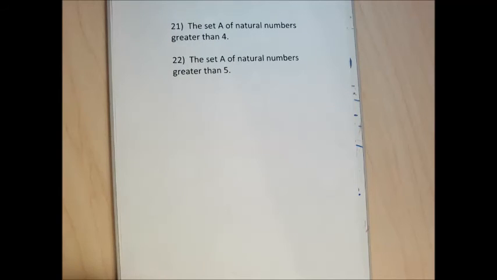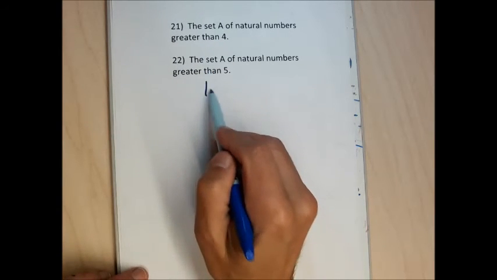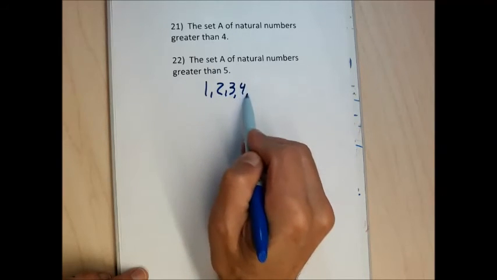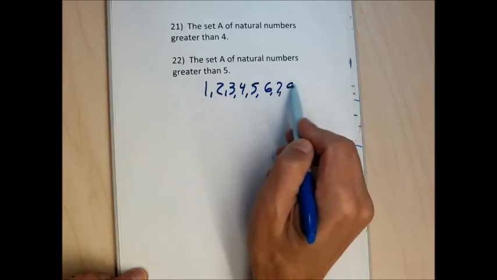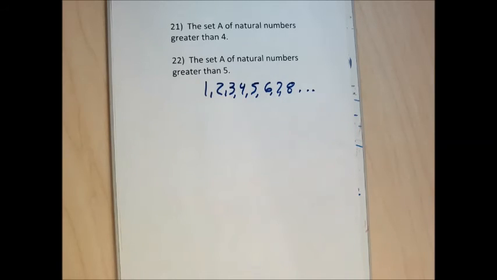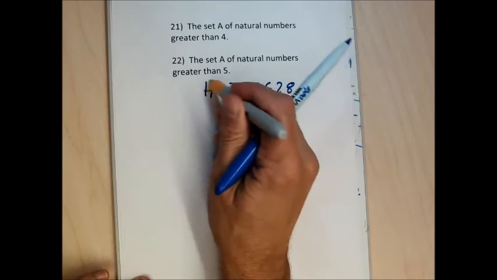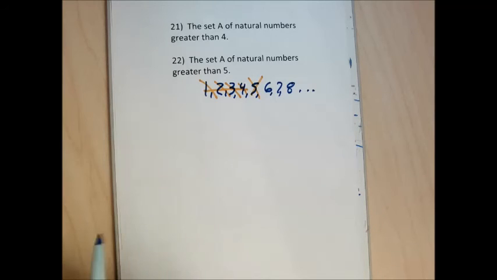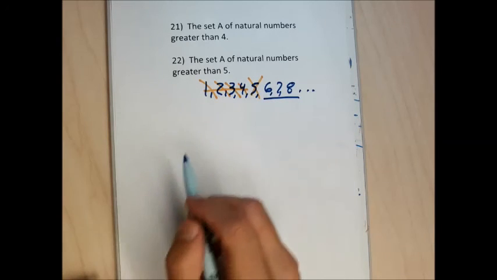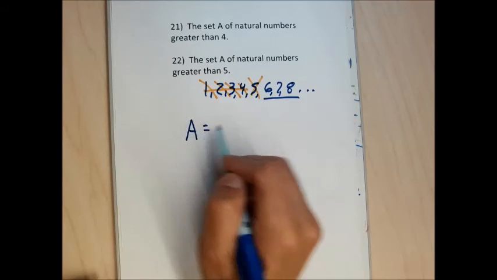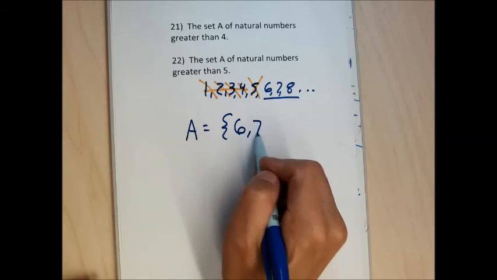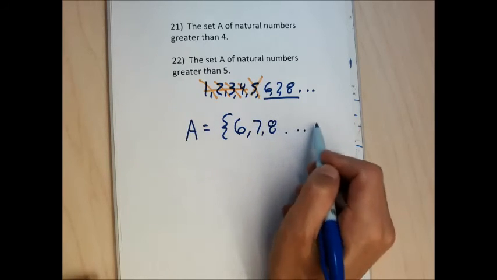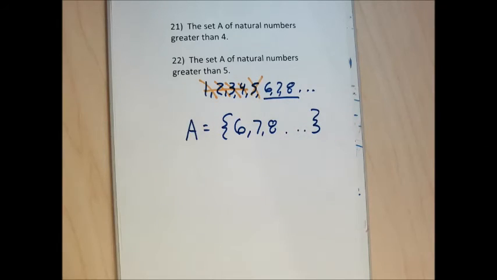All right, my 22 wants a set of natural numbers greater than 5. Again, natural numbers are 1, 2, 3, 4, 5, 6, 7, 8, ... For this set, I don't count the 1, 2, 3, and 4 because those are less than 5. They're not greater than 5. I also don't count the 5 because to count the 5, I'd have to say greater than or equal to 5. I'm only counting the natural numbers that are greater than 5. And in my answer to 22, I'm going to say A is the set that has 6, 7, 8, and then ... Every natural number that's bigger than 8 will be part of my set because they're all greater than 5.